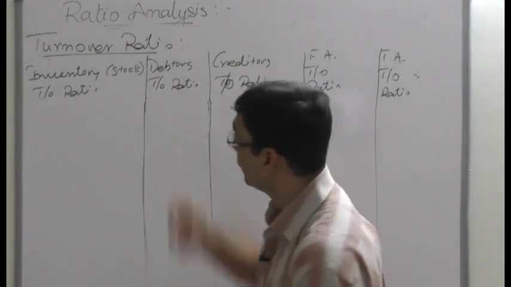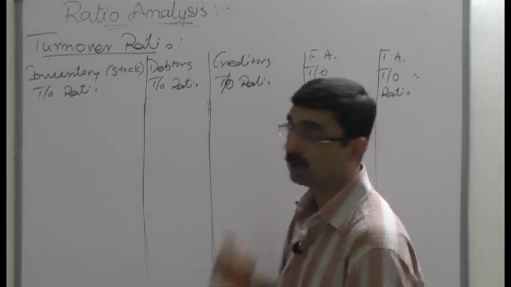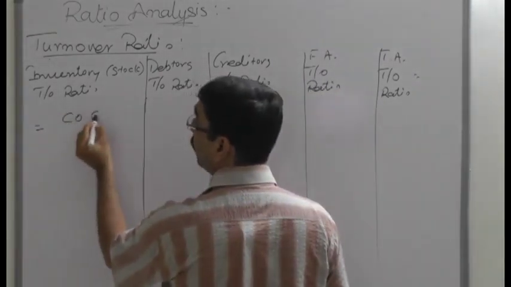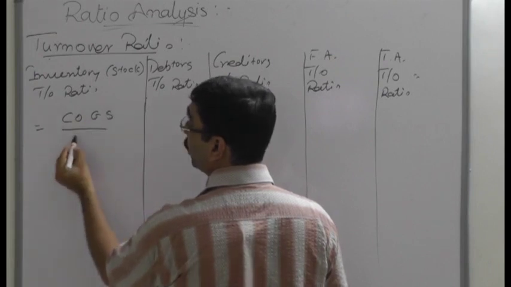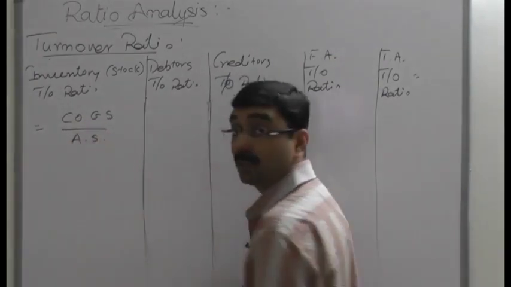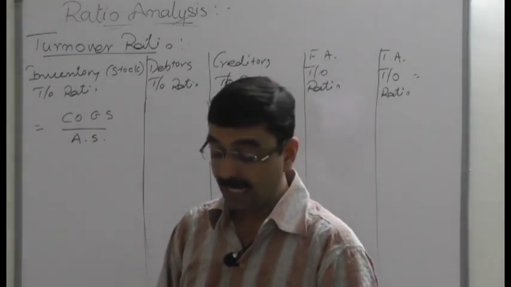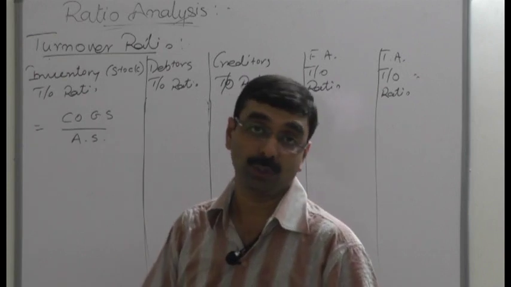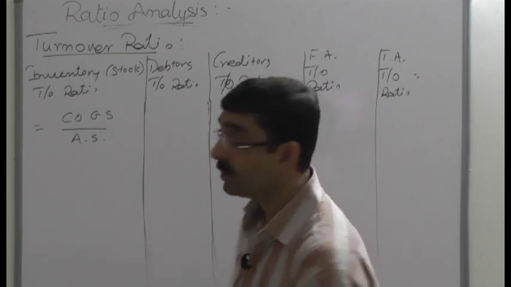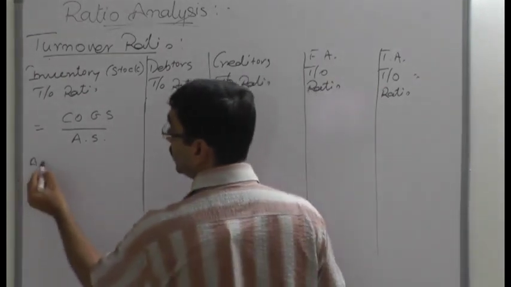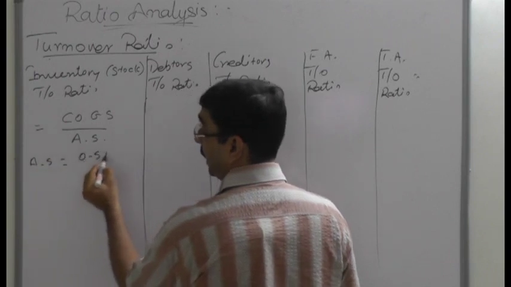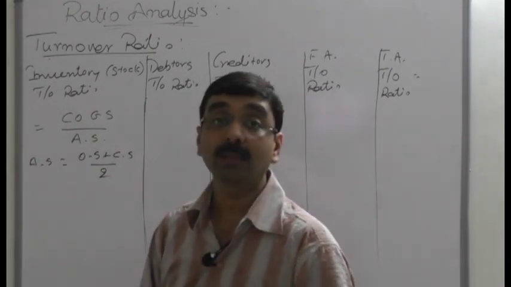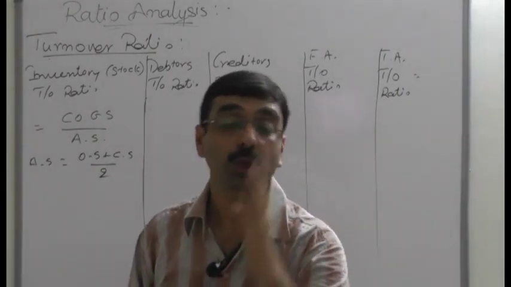So here we start with the inventory turnover ratio, that is the stock turnover ratio. Stock turnover ratio represents how many times the stock has turned over in the business in a year, and it is the cost of goods sold divided by average stock. It means the average of opening and closing stock, compared with the total amount of manufacturing cost.